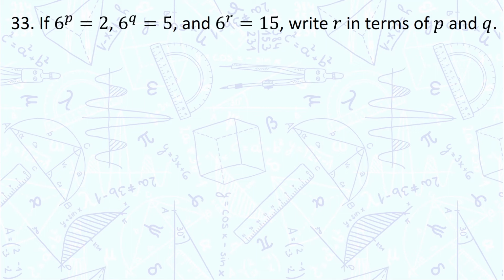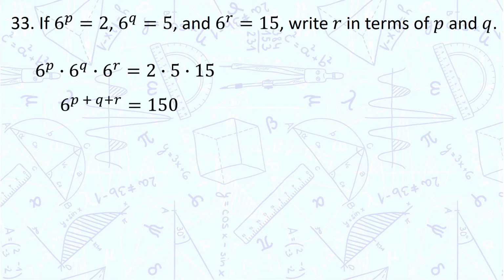We multiply the three equations term-wise. We'll have 6 raised to p times 6 raised to q times 6 raised to r equals 2 times 5 times 15. So we'll have 6 raised to p plus q plus r equals 150. But in this case, we cannot express 150 as an exponential expression to the base 6. So we'll use another strategy.